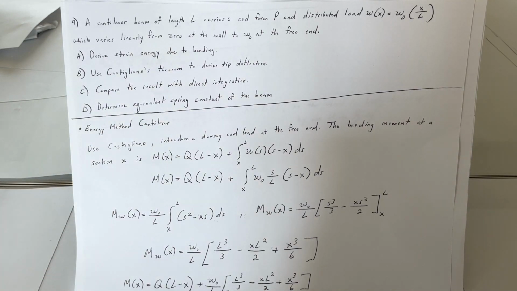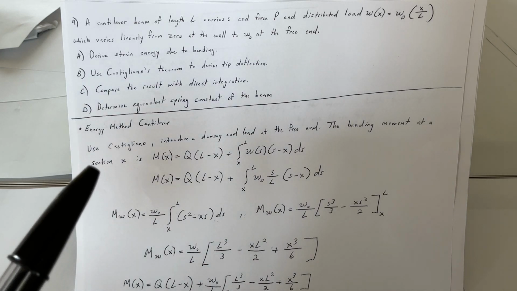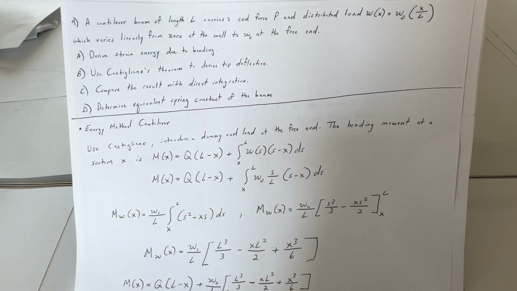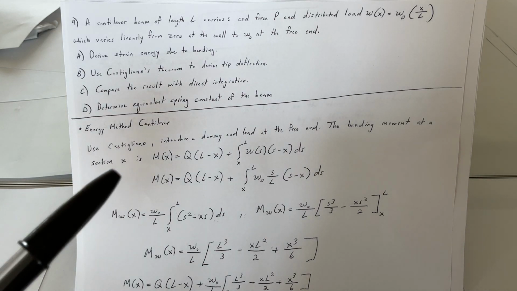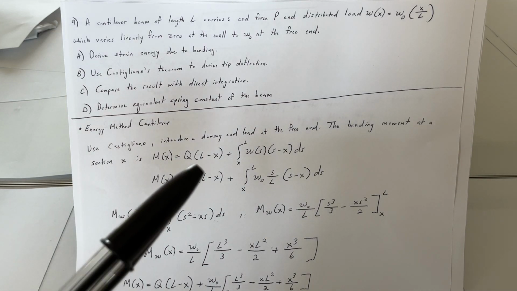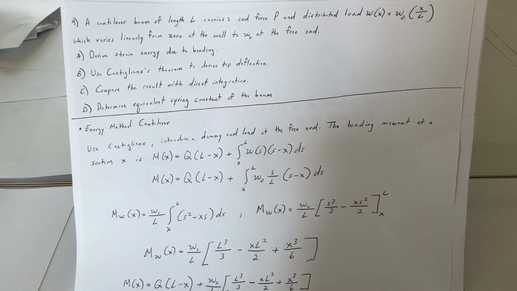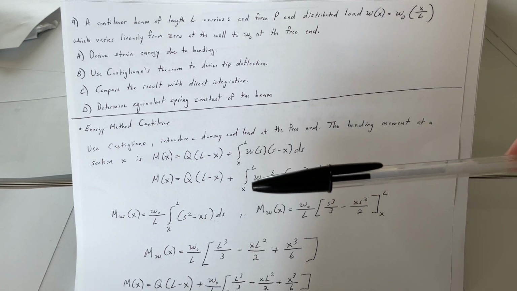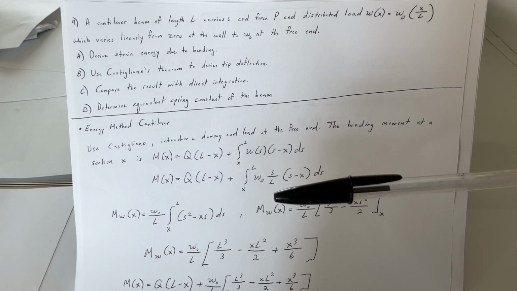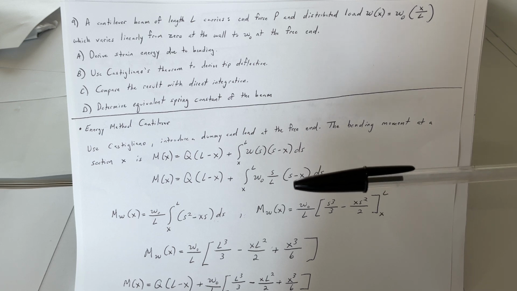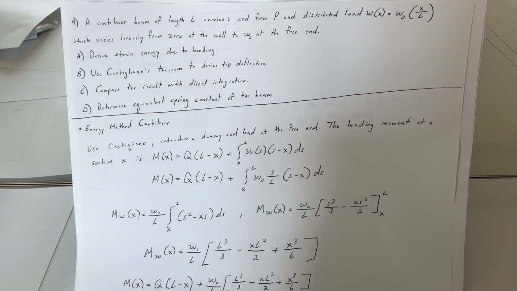So this is an energy method cantilever problem. Use Castigliano, introducing a dummy end load Q at the free end. The bending moment at section x is M of x equals Q times (L minus x) plus the integral from x to L of w of s times (s minus x) ds. So M of x equals Q times (L minus x) plus the integral from x to L of w naught s over L times (s minus x) ds.